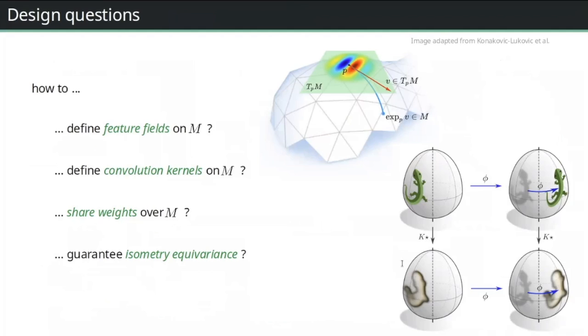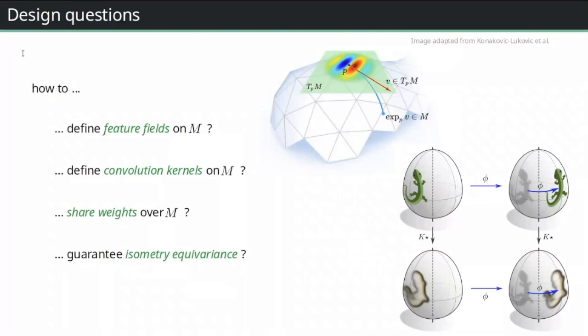Okay, so some questions arise if you want to design a convolutional network on a manifold. The first one is how to define your feature spaces or feature fields on the manifold, and we do it in a very similar way. So we have fields of different geometric types rho. You could have a scalar field, vector field, or a tensor field, and it's just prescribed by some group representation rho. Then we need to think about the convolution kernels.